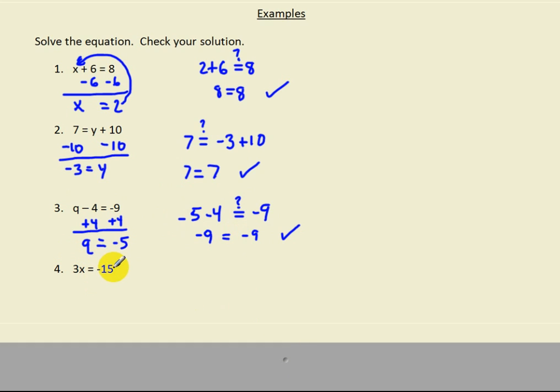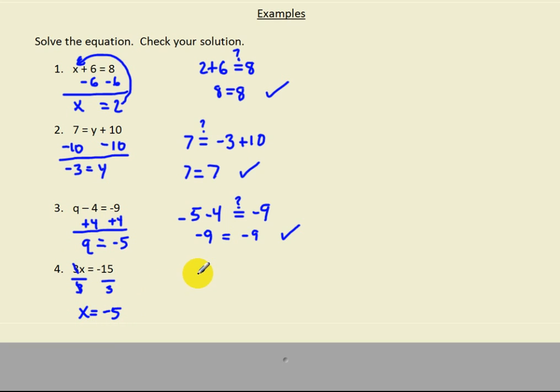And 3x equals negative 15. Here we're multiplying by 3. Undo that by the inverse operation, dividing by 3. So the 3's will cancel, and we get x by itself. And then negative 15 divided by 3 is negative 5.